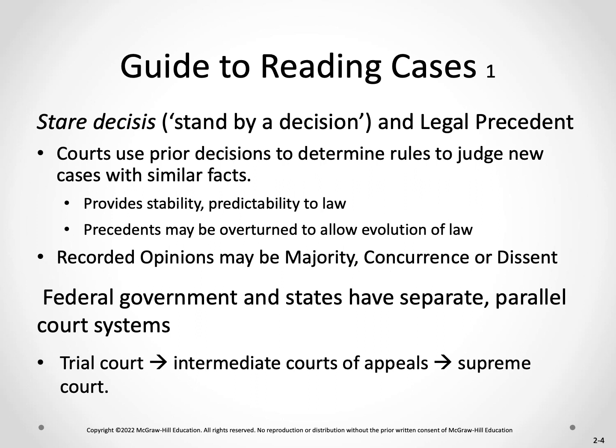Federal government and states have separate but parallel court systems. Now, the Supreme Court will rule on constitutional issues and federal laws. States will rule about state constitutions and state laws. Now, if a state law appears to be violating a federal law or a U.S. constitutional interpretation, then oftentimes state laws could be challenged in federal courts. But by and large, state laws and federal laws have their own parallel systems, and it usually starts with a trial court. Then there's a court of appeals, and then a Supreme Court.